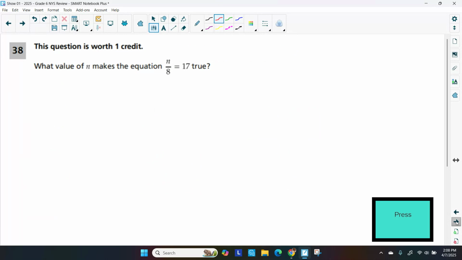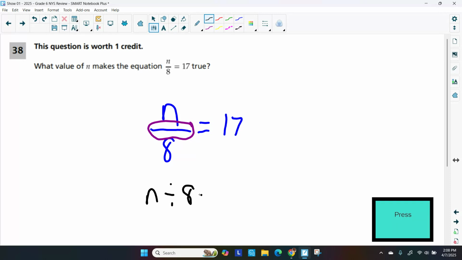What value of n makes the equation n over 8 equal to 17? All right, so we got n divided by 8. Dr. Rob, you said divided by. I said, yeah, if you remember a little earlier, we had vocabulary words, and quotient should come to your mind, because this little line means divide. So I would have some number divided by 8 equals 17. And I have a simple equation there.